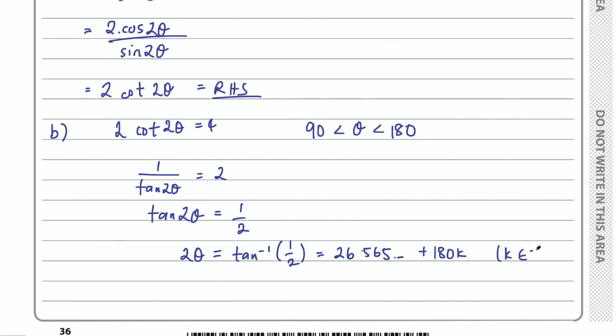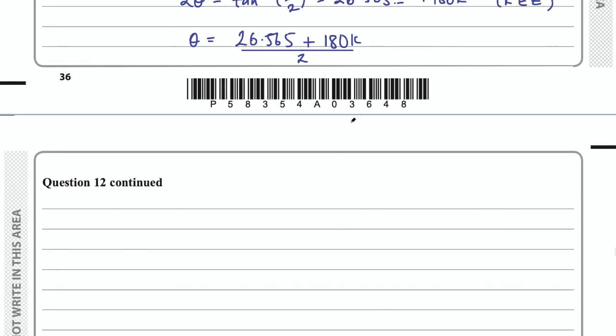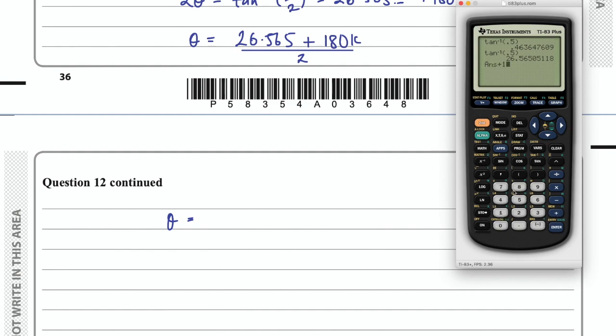So that is when k is an integer. Okay, so then we have theta is equal to these divided by 2. So let's just write that as 26.565 plus 180k divided by 2. And we're only talking about when theta is between 90 and 180. So we should probably only have one solution here for theta. This would be when k is equal to 1, because then we divide it by 2, and we should have a solution between 90 and 180. So let's go ahead and add 180 to this, and then divide by 2, and we get 103.28.